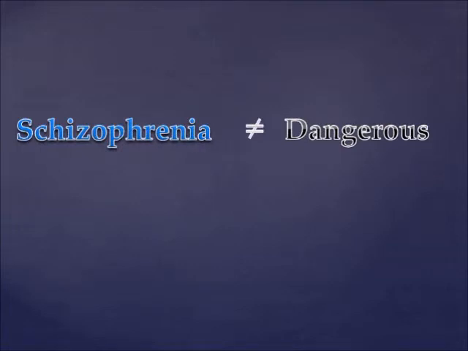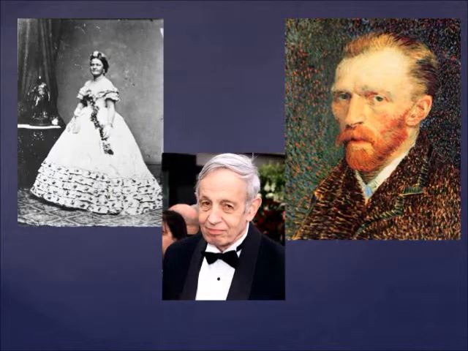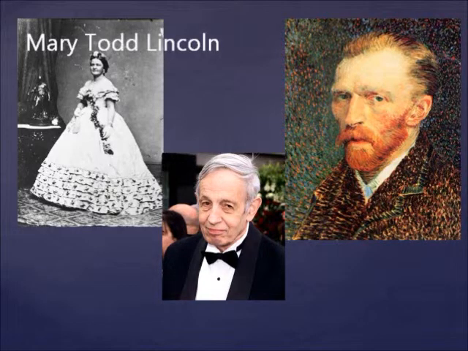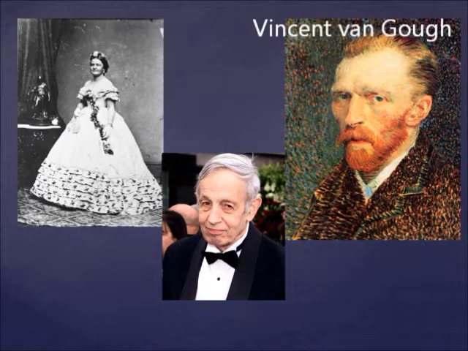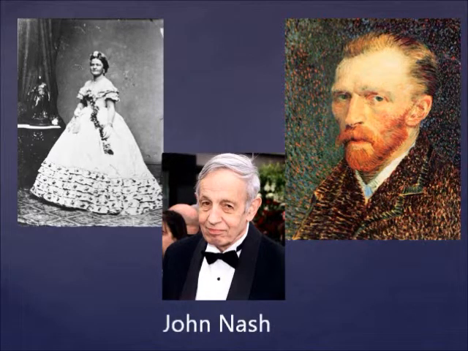But most importantly, not all people with schizophrenia are dangerous. Many famous people have been diagnosed and they were never dangerous. Mary Todd Lincoln was the wife of President Abraham Lincoln, and she was a successful First Lady. Vincent van Gogh went on to create some of the most iconic paintings in the world. Even John Nash, who is the subject of the movie A Beautiful Mind, became a Nobel laureate in economics.